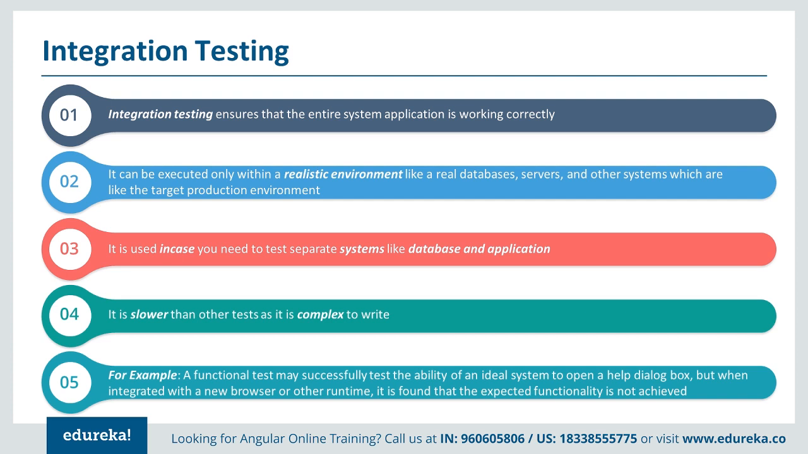For example, functional testing may successfully test the ability of an ideal system to open the help dialog box, like a UI-related test. Functional testing here is mostly clicking on a button, launching a pop-up, filling the data, clicking again, saving the data. These are the kind of things a human does to test the web application. That is what they are talking about.